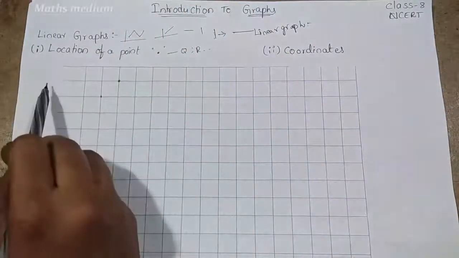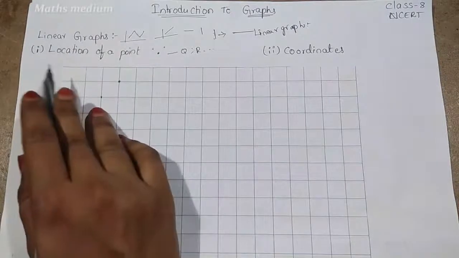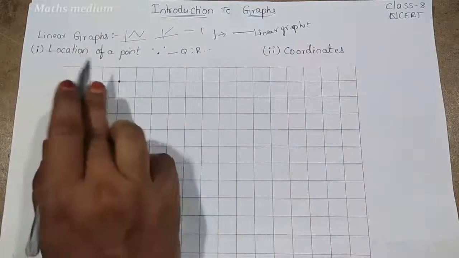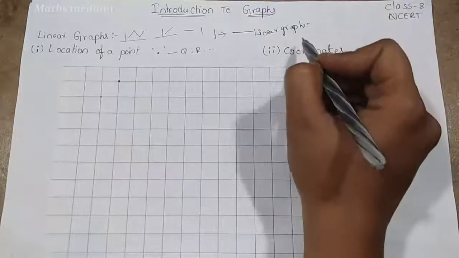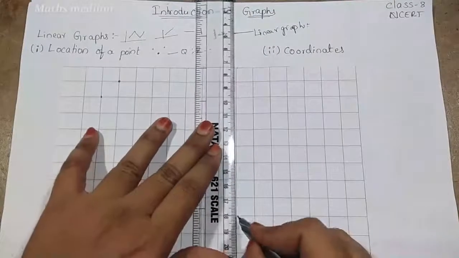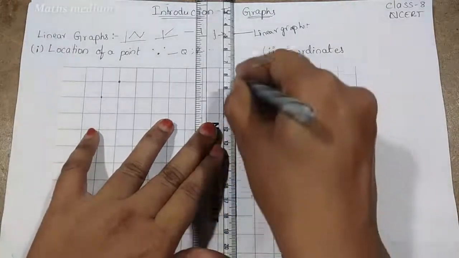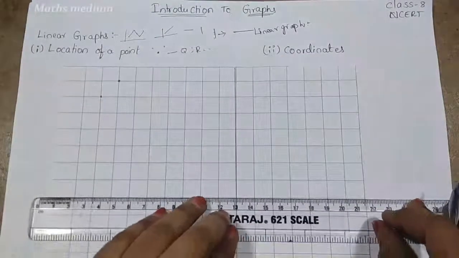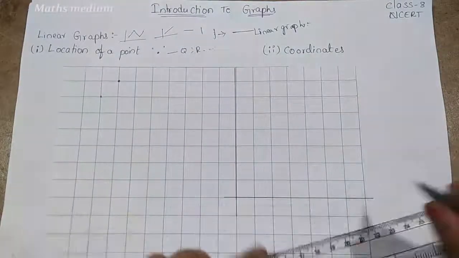Another two ways from left side and right side also. So that is not the location of point. So we have to know first of all coordinates also. What are the coordinates? See, this is one axis and this is another axis.